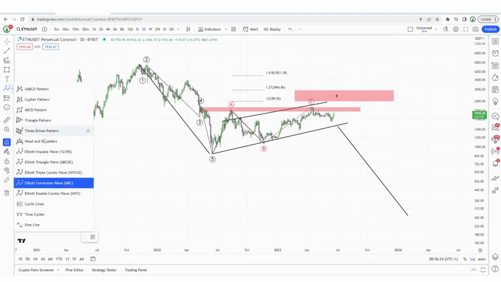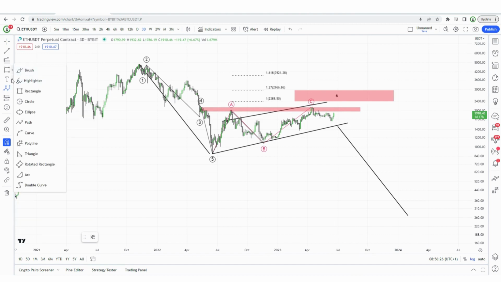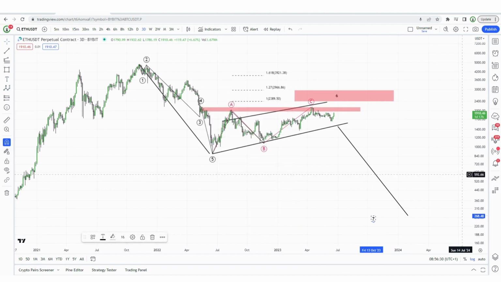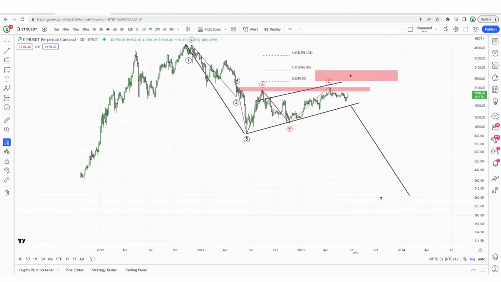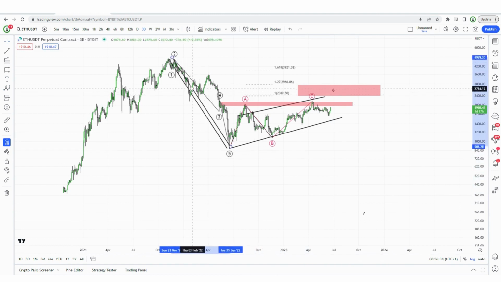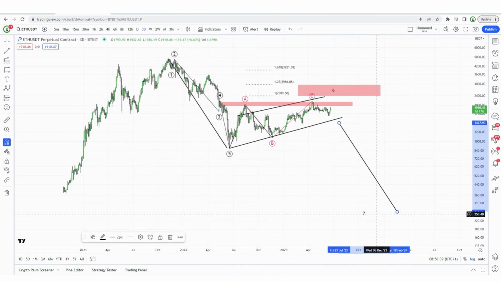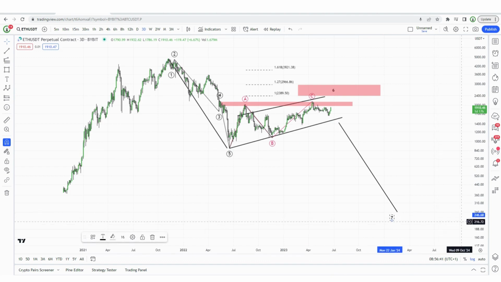Then we get our wave 7. And that completes your crashing structure. Okay, so this is all this massive bear flag here. That then becomes wave 7. And look how low it is. It's $250. This is simple technical analysis, guys.